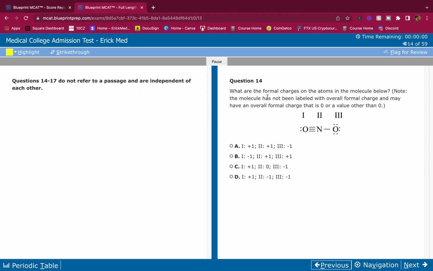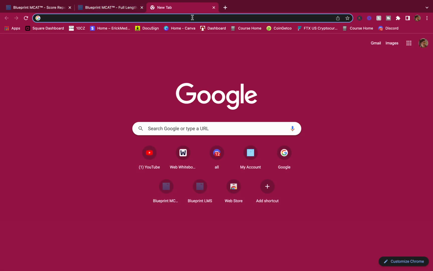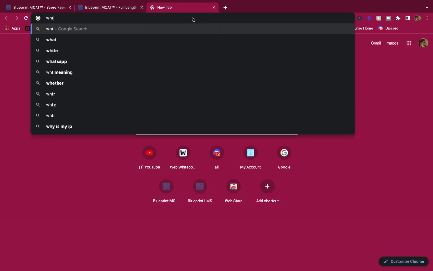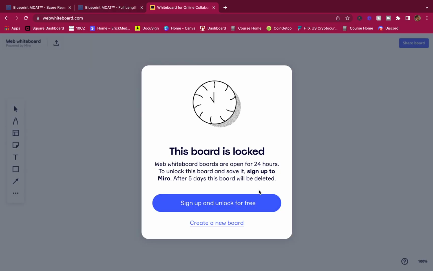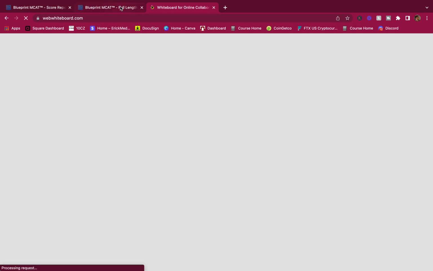What are the formal charges on the atoms in the molecule below? Note, the molecule has not been labeled with overall formal charge and may have an overall formal charge that is zero or a value other than zero. There's a difference between formal charge and oxidation state. I hope you guys understand that. Now, formal charge, how do you find it? Very quick, very simple. Formal charge is equal to valence electrons minus dots plus sticks. That's how I do it.